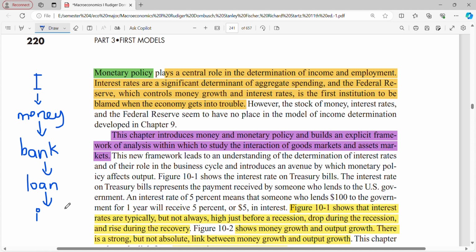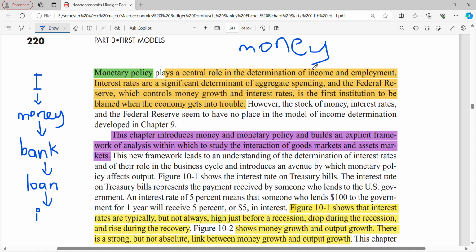The next is monetary policy. But before monetary policy, first money. We know that money plays a central role in the determination of income and employment. I'm too bad at writing in my notepad. Okay, so money plays a central role in the determination of income and employment.